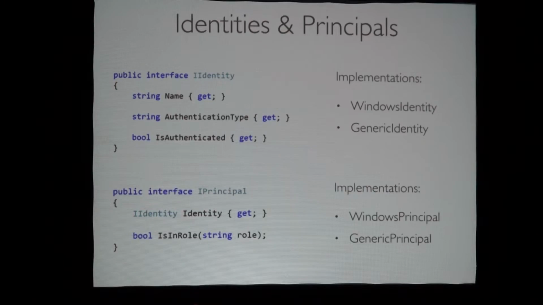Right? Another thing we have here at the bottom is a principal. So now the principal has to do with roles, right? And it has to do more with authorization than authentication, right? So you can see it has an identity. The identity says this is who the user is. But then we also have this method IsInRole. What can you do? What are you allowed to do? Where are you allowed to go? Right?